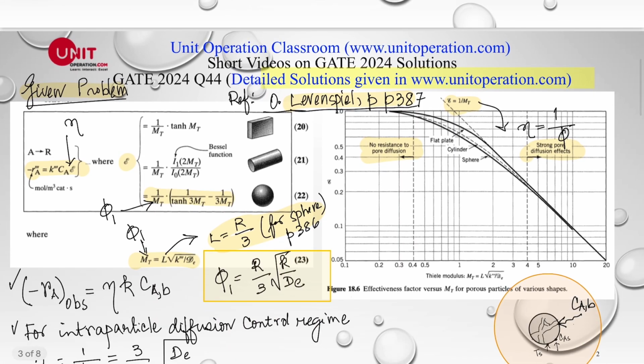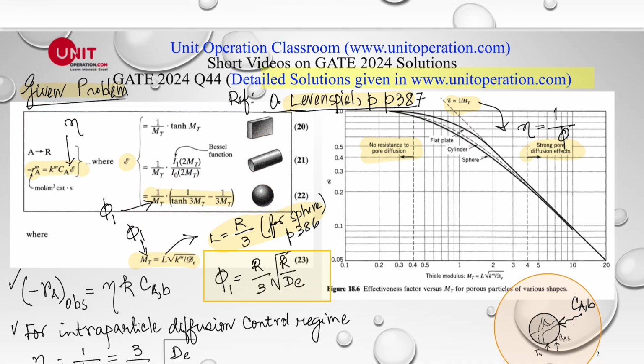Okay, so given these things, let's quickly see what the relationships are. I'm taking this from the Levenspiel book. So here, this is the overall or observed reaction rate. This one is basically the intrinsic kinetic reaction rate, and this is my effectiveness factor, eta, the way we have defined before. We have defined eta for different geometries. This is for the sphere, which is applicable to us.